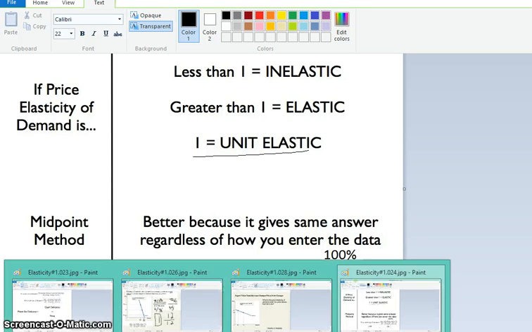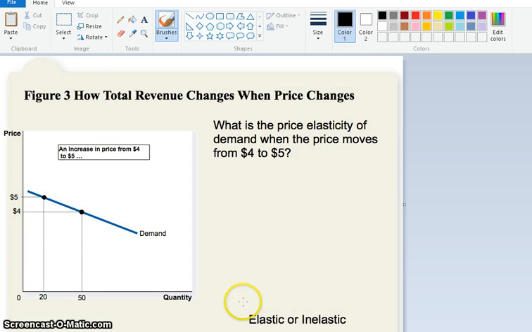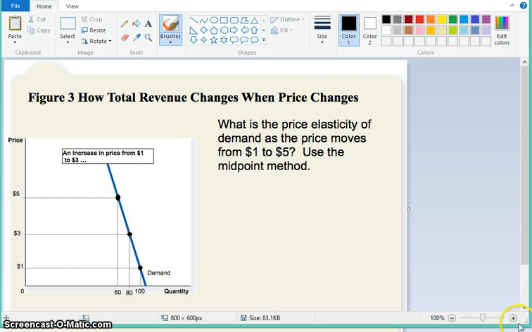What I would like you to do is take the next two slides on your slideshow, which look like this one and this one. Try to read the directions. They ask you to determine if it's elastic or inelastic using the midpoint method. Again, you should be able to check the answers with your total revenue method. They're the same problem, so they should come out the same way. All right? Go do that now, and we will talk in a second.